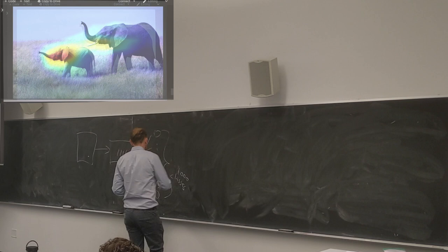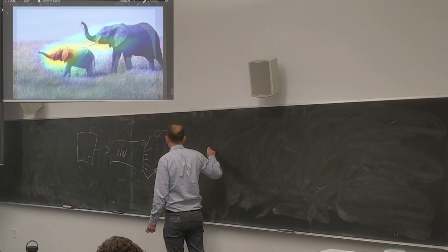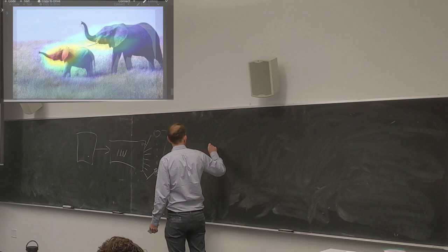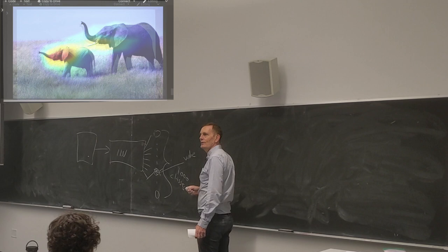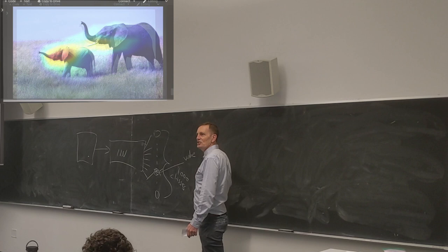We're going to call this, I want to have it before the activation, so I'm going to call it Z sub elephant. All right? So if we make this a little redder, what happens to this output? Does it change much, would we think? Probably not. If we make it a little greener, does it change this much? Probably not. If we make it a little bluer, probably not.